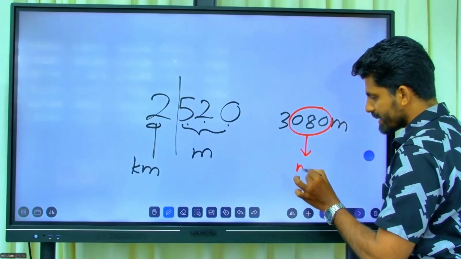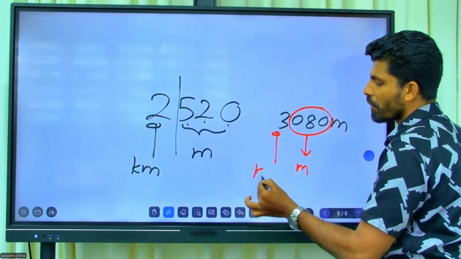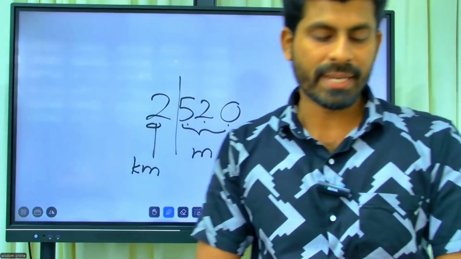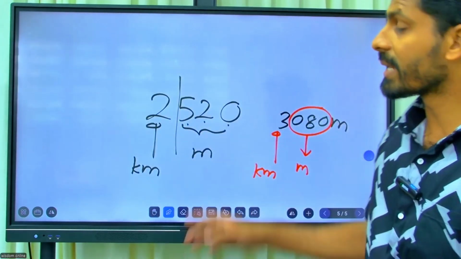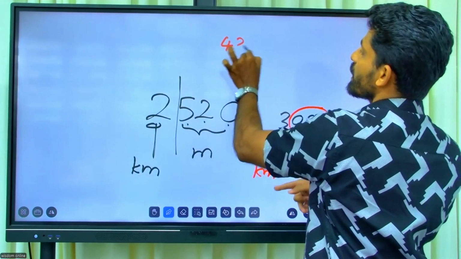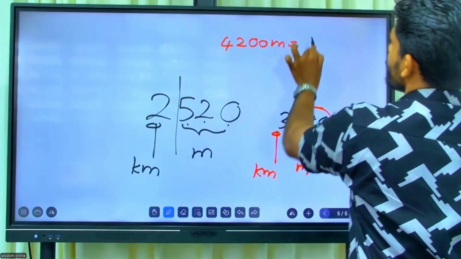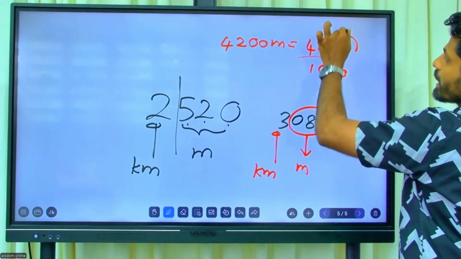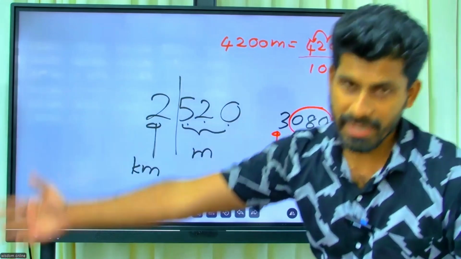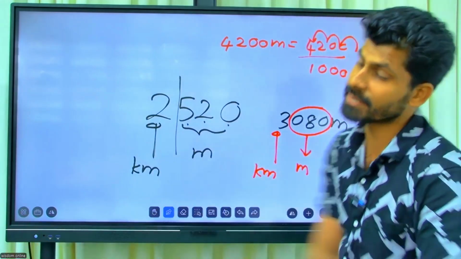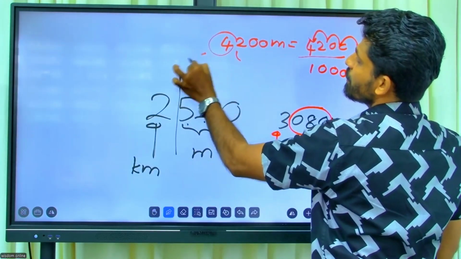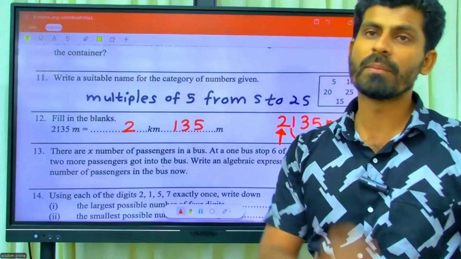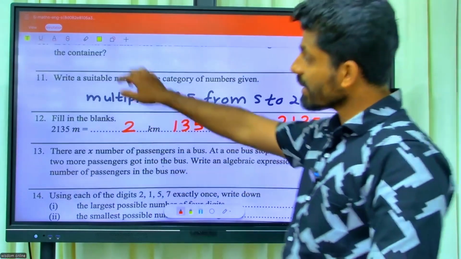1000 meters is 1 kilometer. So 4,200 meters means 4,200 divided by 1,000, moving the decimal 3 places to the left. That means 4 kilometers, 200 meters.